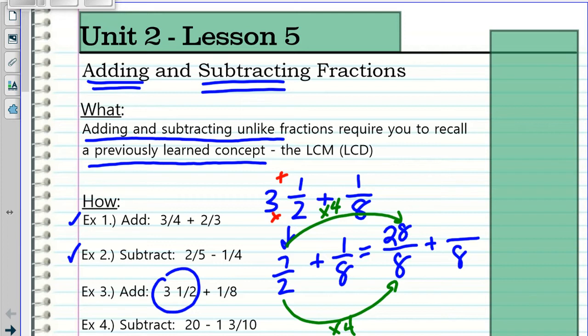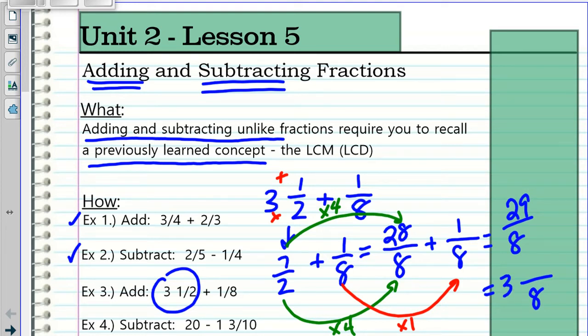Now, this part's a little tricky, but not really. How does 8 become 8? Right, no change. So 8 times what will give you 8? Yeah, times 1. So in other words, you don't really have to do anything. This is still 1. Let's add that. 29 over 8. We gotta convert that back into a mixed number. The denominator is 8. 8 going into 29 is 3 times, with 5 left over. Okay, and there you have it. Okay, one more.